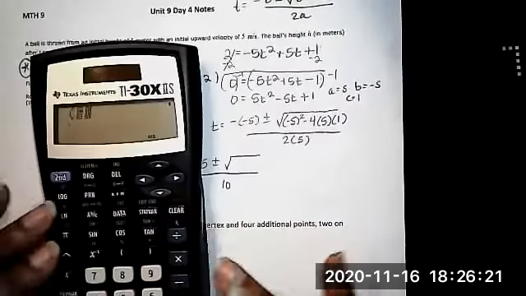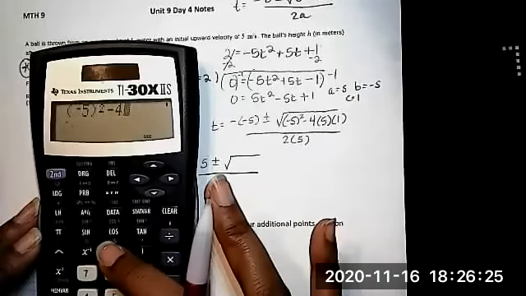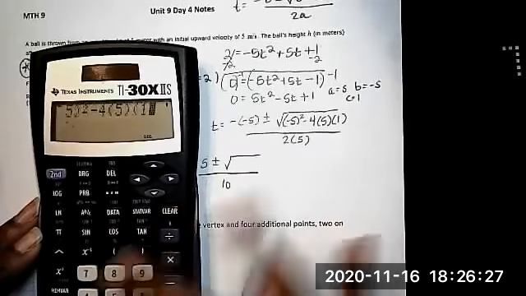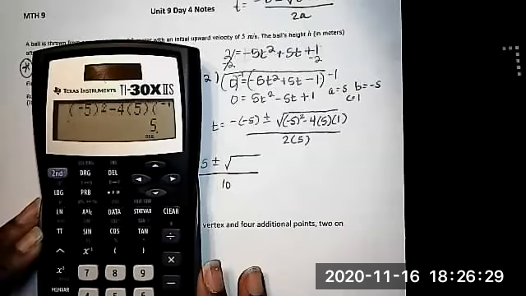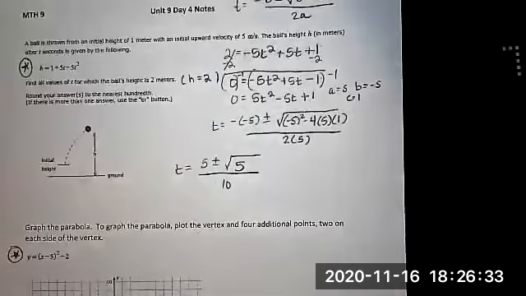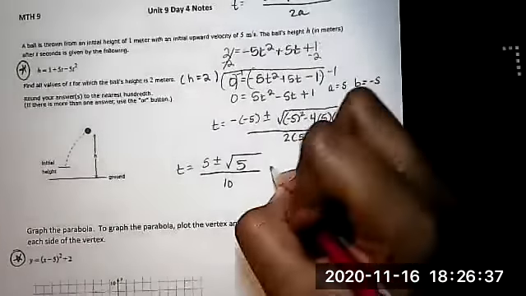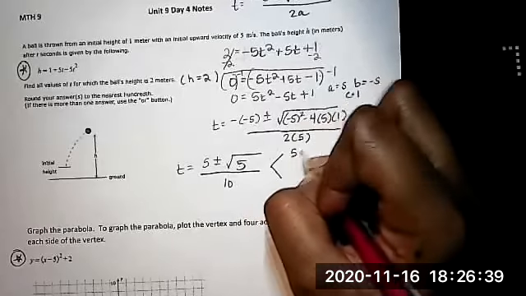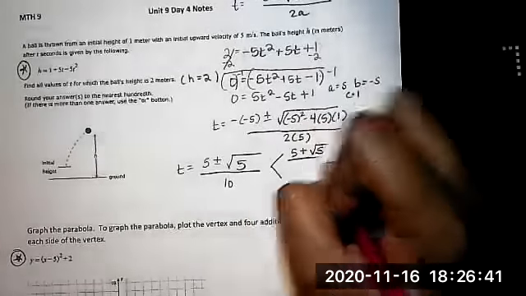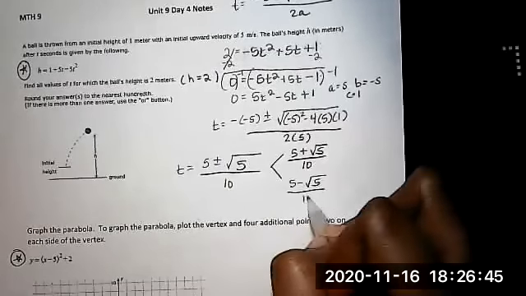This becomes negative 5 squared minus 4 times 5 times 1. Go ahead and push enter. The answer in here is 5. Okay, so that's a small answer. That's good. All right, so now we're going to split it up. Same thing we've been doing. 5 plus the square root of 5 over 10, and then 5 minus the square root of 5 over 10.